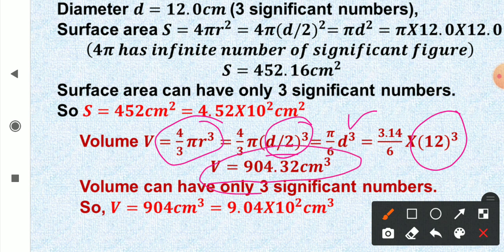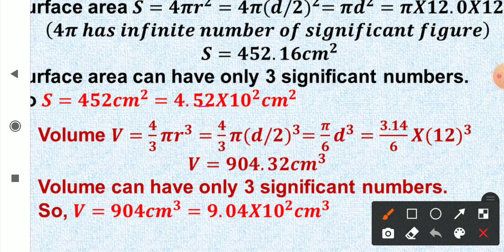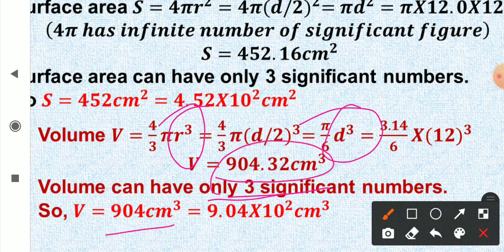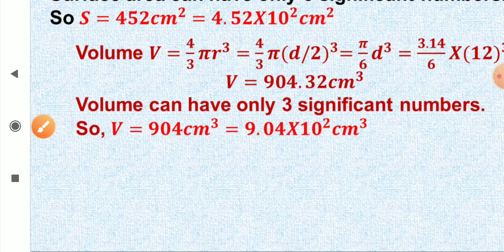904.32 cubic centimeter. But since d has only 3 significant figures, so this multiplication can have only 3 significant figures. So volume will be 904 cubic centimeter, or 9.04 into 10 to the power 2 cubic centimeter in scientific notation. This is scientific notation.